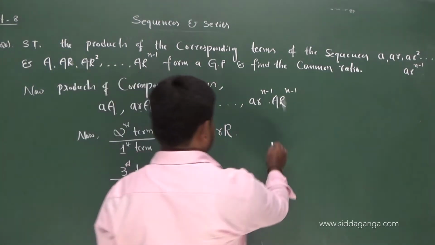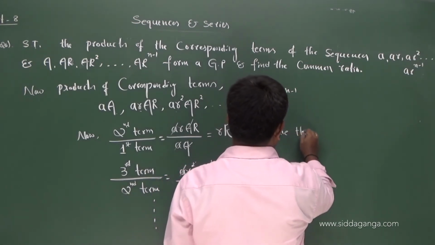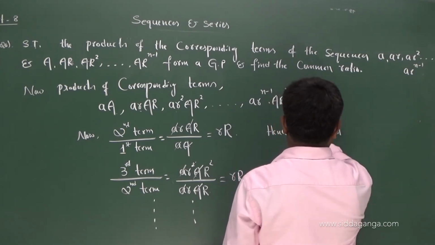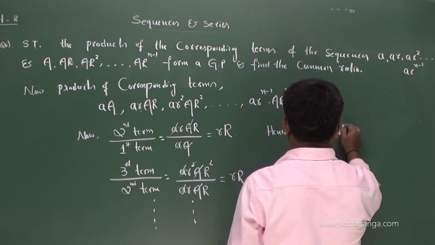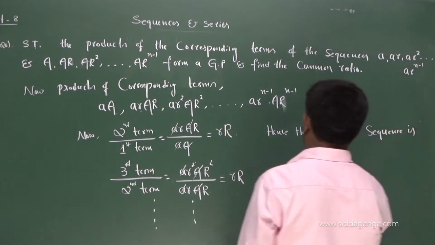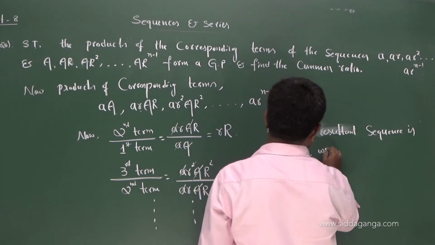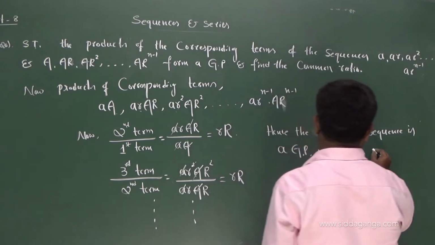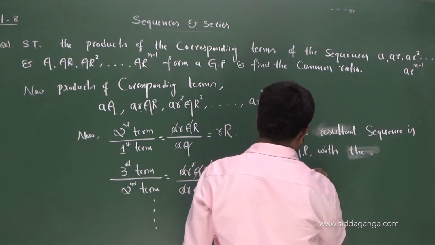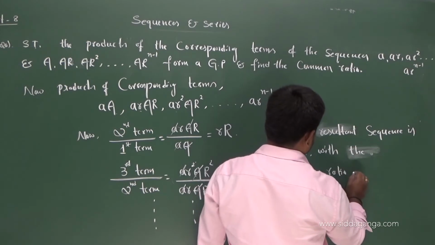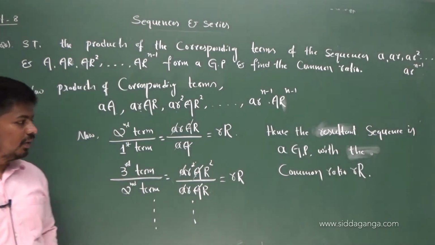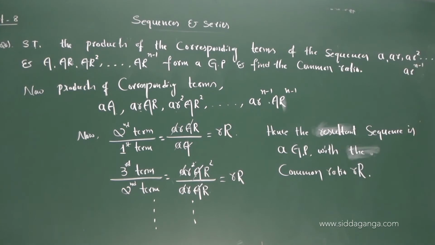Hence, the resultant sequence is a GP with common ratio R equal to R into R. That's it. Okay, so this is about question number 20.